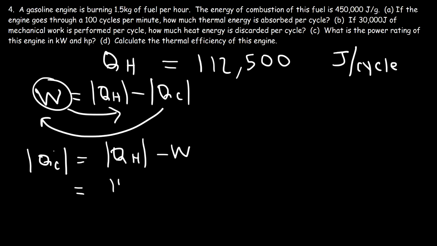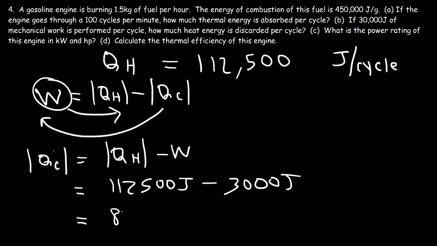So QH is 112,500 joules per cycle, and the mechanical work is 30,000 joules per cycle. So if we subtract these two numbers, this will give us 82,500 joules. And I need an extra zero. That's supposed to be 30,000 as opposed to 3,000. So this is the answer for part B.